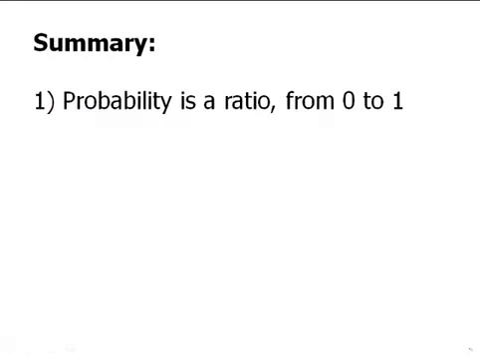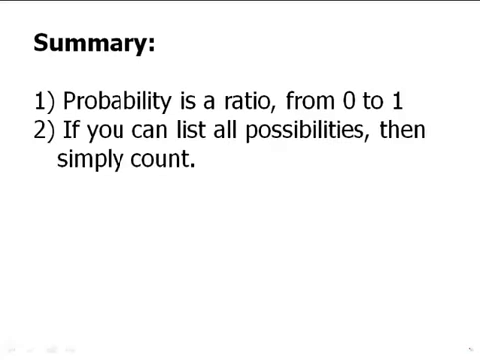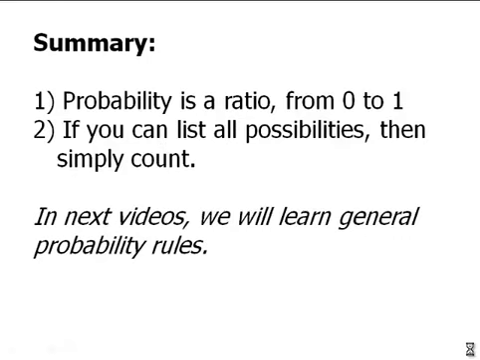So, in summary, probability is a ratio, a fraction, somewhere from 0 to 1. It can be as small as 0 or as large as 1. If you can list all the possibilities, that's great. Then you can simply count. And again, making a list is not going to be our only strategy. We're going to talk about many more strategies in these videos, but this is the most elementary of all strategies, making a list. In the next videos, we'll learn some more general abstract rules for probability.